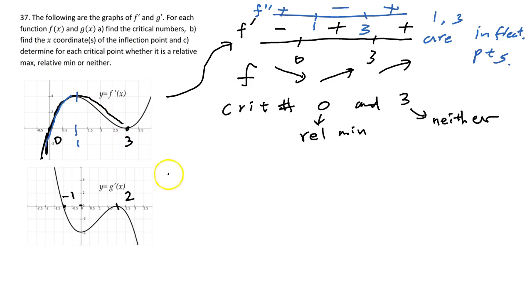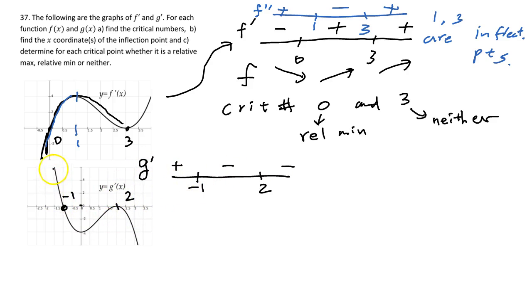Now let's go to g. G, again, g prime is 0 at -1 and at 2. And you can see that the graph falls below the x-axis between -1 and 2, and also after 2. So it's minus and minus, and before it's plus. And this is talking about g prime because the graph is g prime.